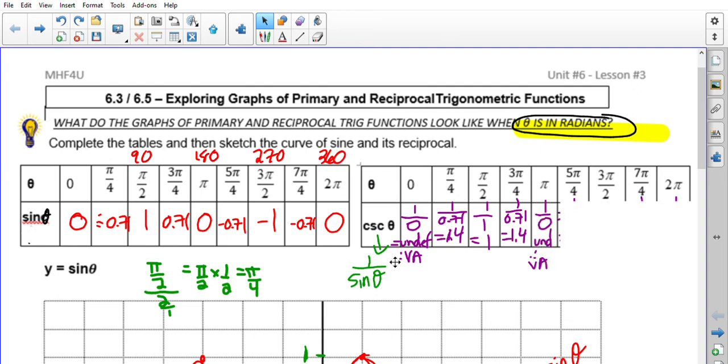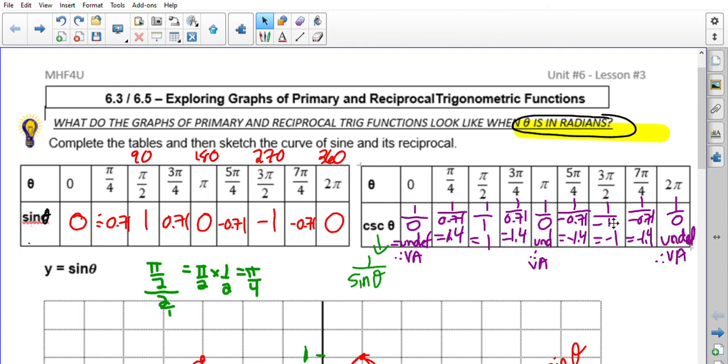Again, 1 over sine at pi is the same thing as 1 over 0, so undefined. So we have a vertical asymptote. 1 over sine at 5 pi over 4 will be 1 over negative 0.71, so negative 1.4. And then the pattern continues, and you're going to see that we go to negative 1, negative 1.4, and then again we get another undefined value.